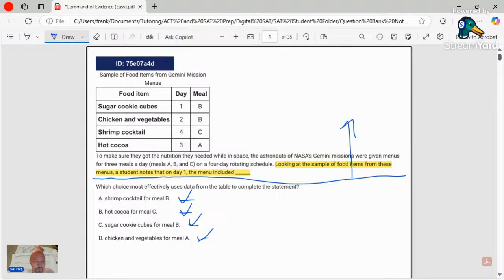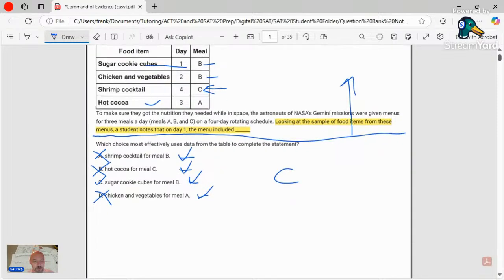So let's see. Shrimp cocktail for meal B. Well, meal B is either sugar cookies or chicken and vegetables. So this one's out. I'll put those over there. Let's check the next one. Hot cocoa for meal C. Nope, C does not include hot cocoa. C only says shrimp cocktail. That one's out. Sugar cookies for B. Well, look, sugar cookies is in B, so that one works. D, chicken and vegetables for meal A. Nope, only hot cocoa is on meal A. What kind of a meal is that? So the answer is C, sugar cookies.